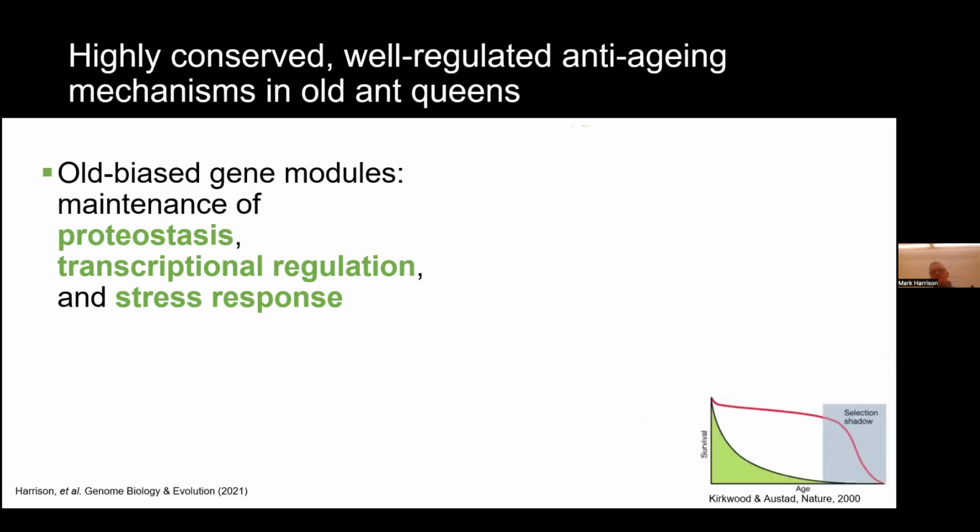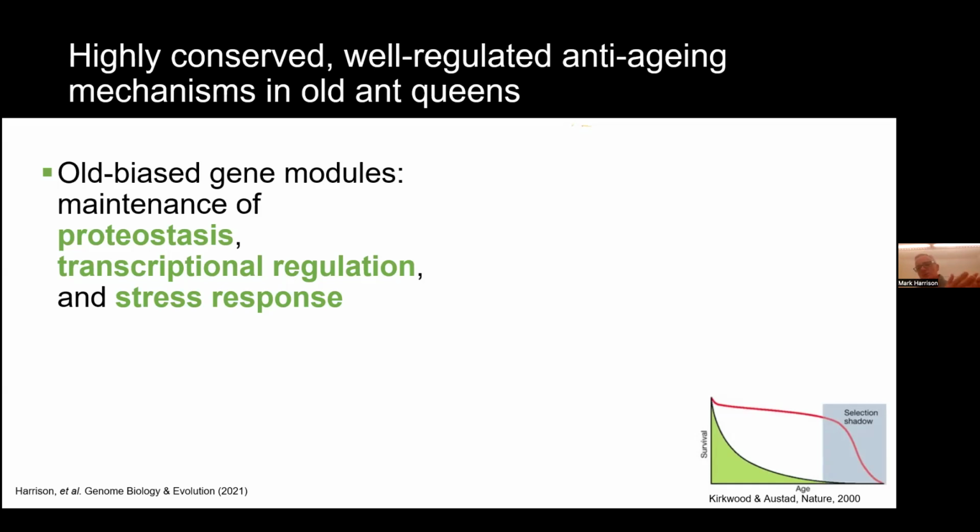Another thing I wanted to look at was the selection pressure, or the selection efficiency, on genes which are expressed at old age in ant queens. One of the evolutionary theories of aging is the mutation accumulation theory, where you have this selection shadow at old age. This is the survival curve here, the black line is a survival curve for populations in the wild. Just through extrinsic mortality, you have fewer individuals at increasing age. So the effective population size decreases with each age group, and so the selection efficiency also decreases with each age group.